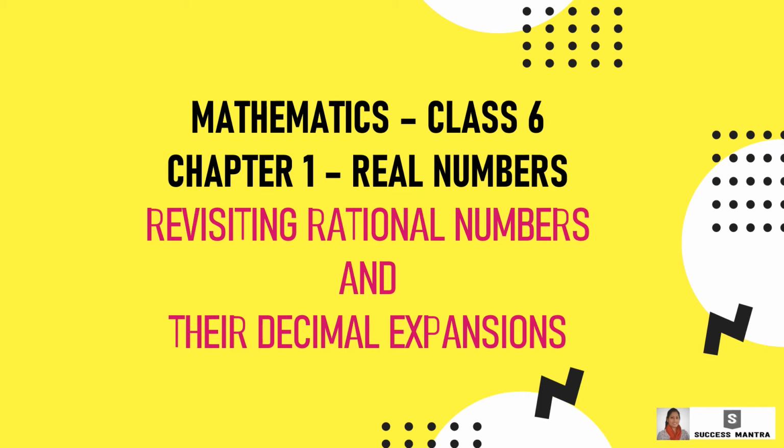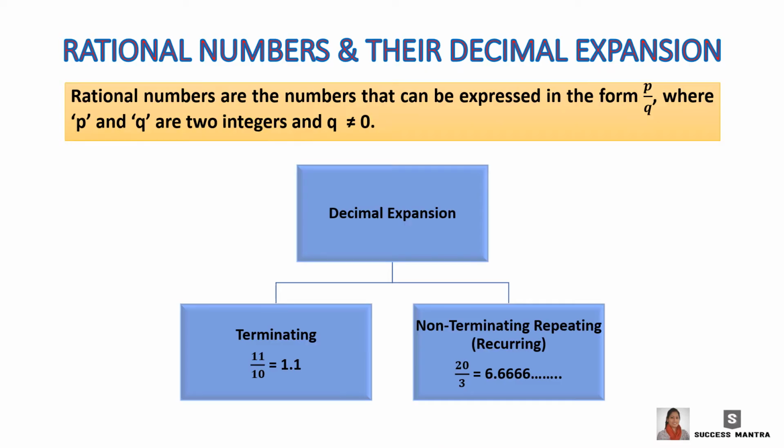Today we will see a new topic in chapter 1, Real Numbers, that is revisiting rational numbers and their decimal expansion. We have learned about rational numbers in video number 1, that is, rational numbers are the numbers that can be expressed in the form of p by q, where p and q are integers and q can never be 0 because any number divided by 0 will become infinity.